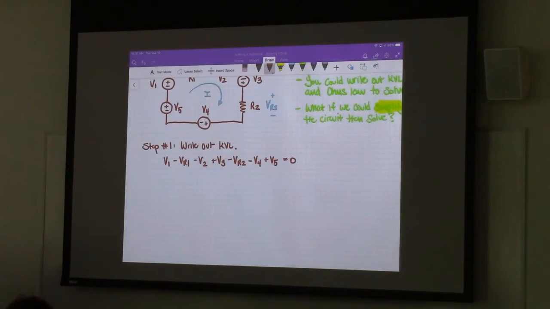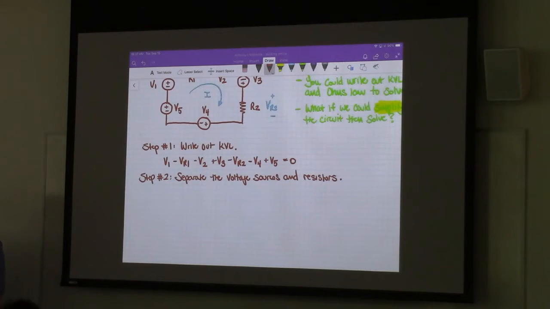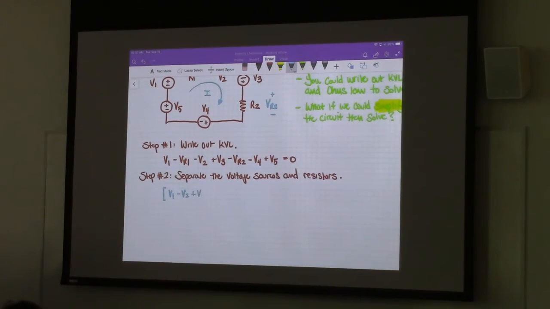Okay, and what I can do, I'm going to separate the voltage sources from the elements that are associated with the resistors. And so what we'll end up with is something that looks like this. V1 minus V2 plus V3 minus V4 plus V5. And then I'll have minus VR1 minus VR2 equals 0. Right?